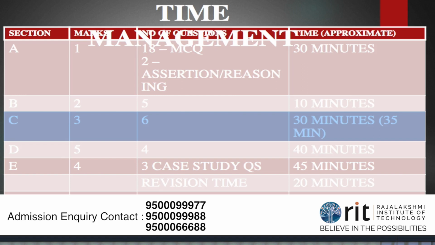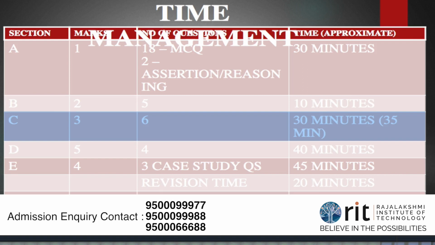So how will you prepare? If there are 20 MCQs and each question is given 1 minute, 20 minutes is sufficient to solve all of them. But you could take 30 minutes, not more than that, to solve the A part. There are 5 parts, A, B, C, D, E. The first part contains 18 MCQs and 2 assertion and reasoning questions, so a maximum of 30 minutes should be given while practicing at home.